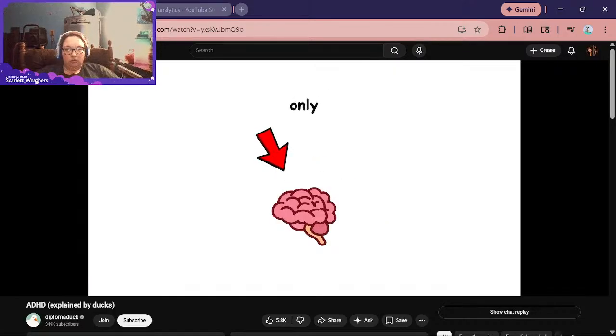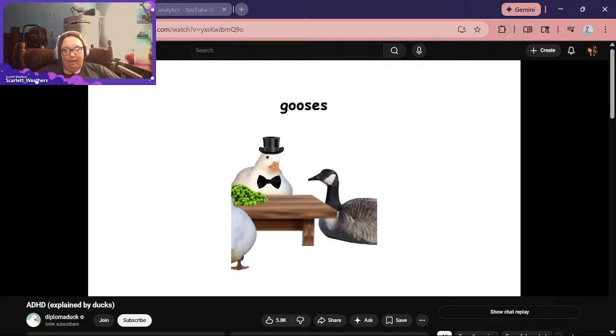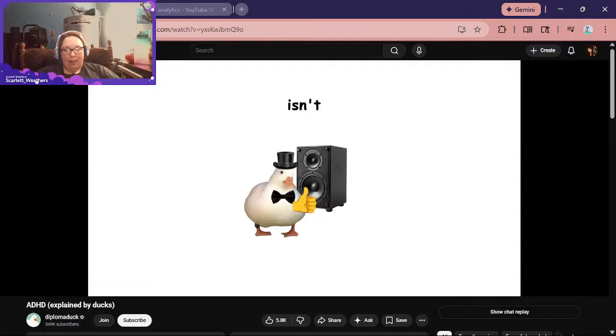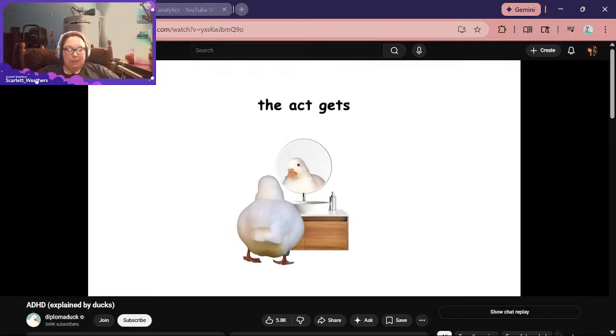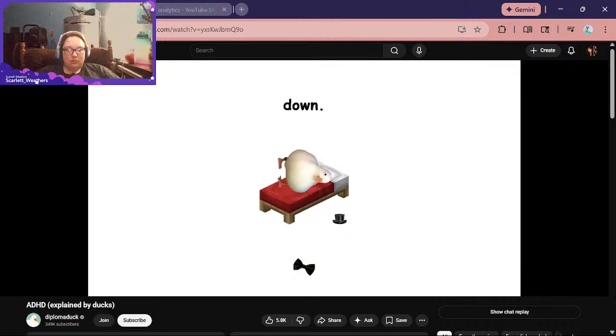loud, but only in the mind. Duck pretends not to like pea snack, pretends they like Goose's jokes, pretends music isn't too loud. Every day, the act gets heavier. Duck gets home, shuts nest door, flops down. No more pretending, just quiet.